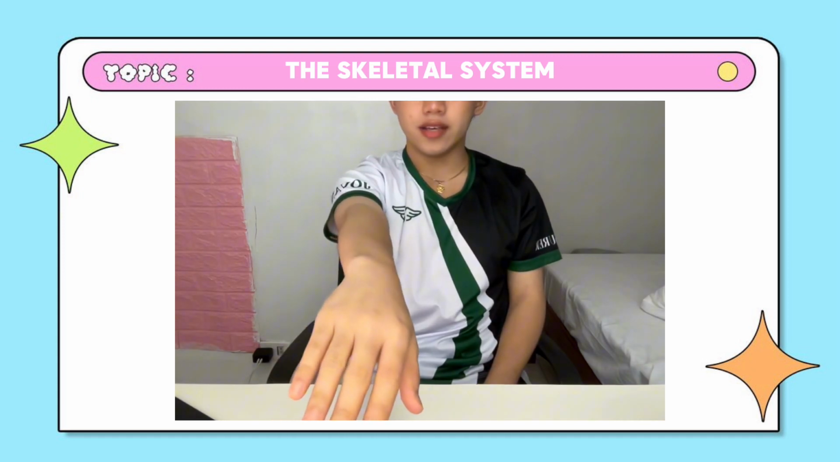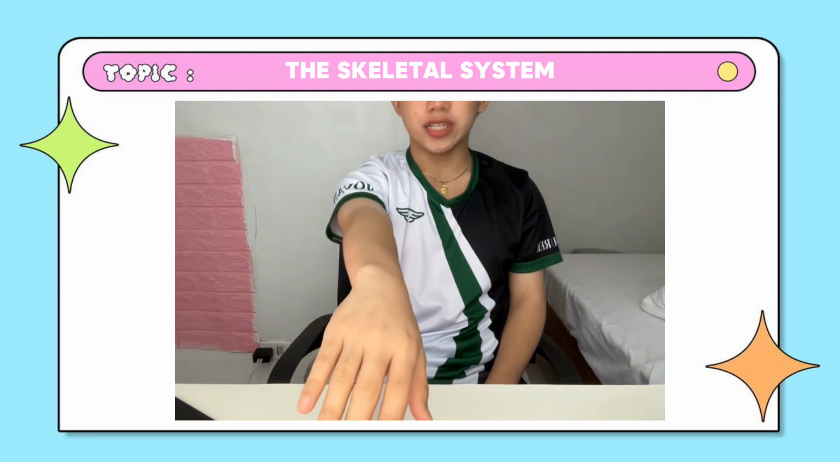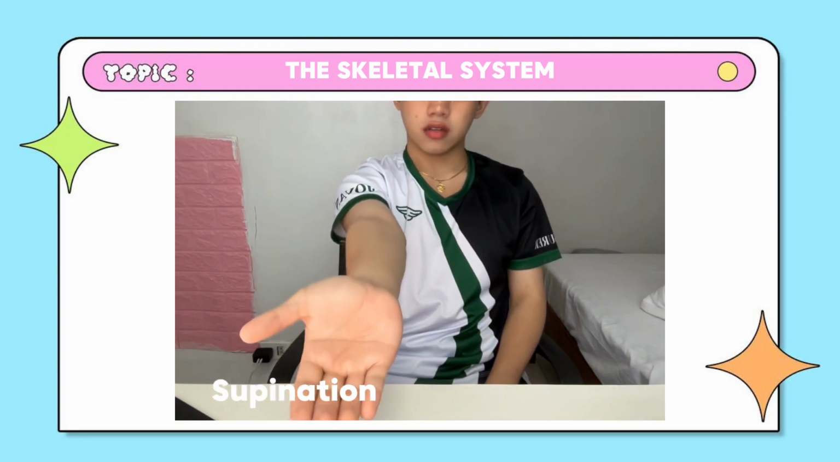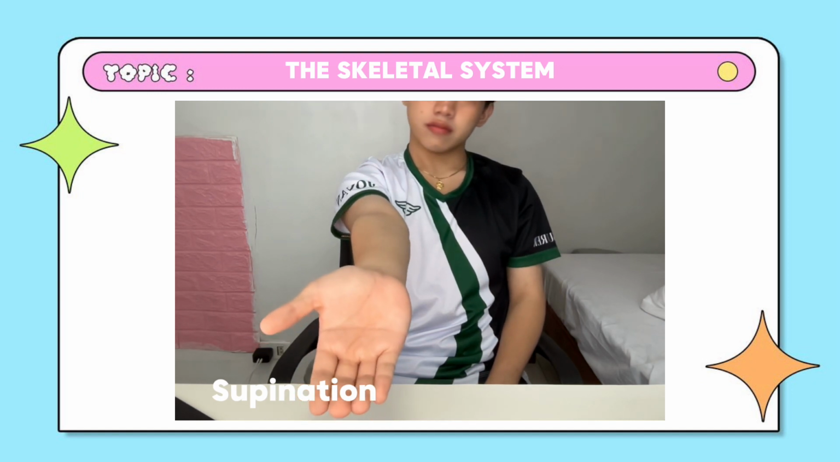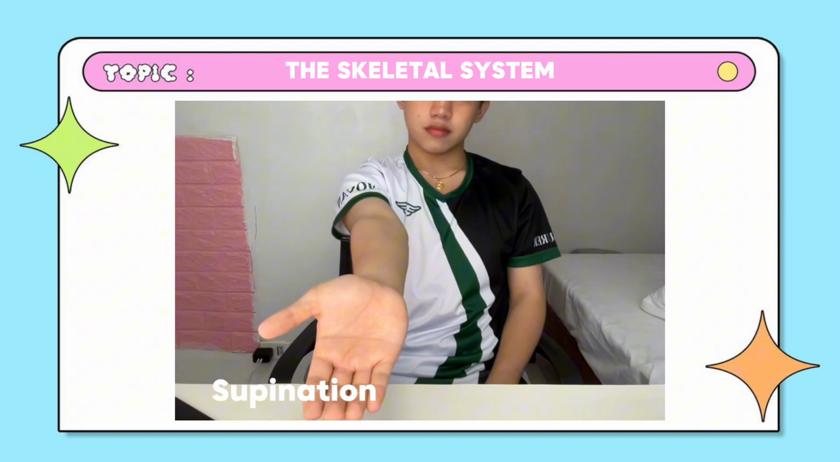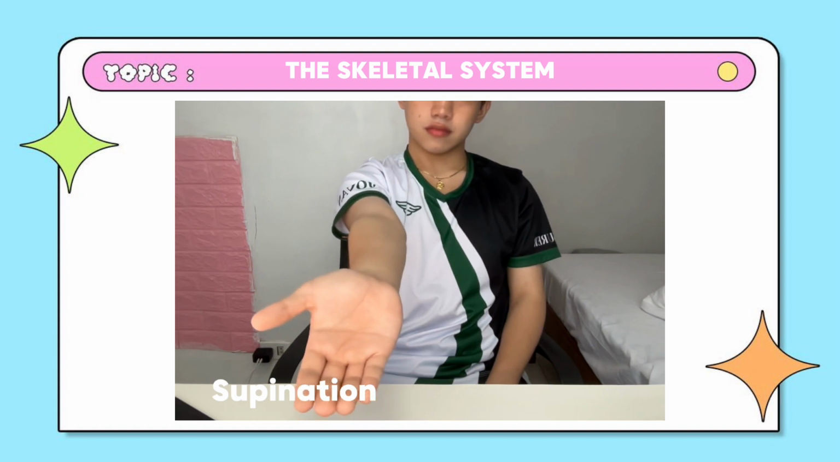The eighth one is the supination. It is the movement of the palm from a posterior position to an anterior position. Supination is the opposite of pronation. During supination, the radius and ulna are parallel.